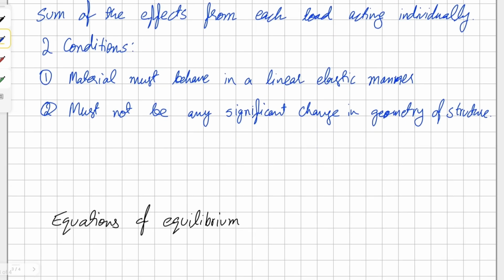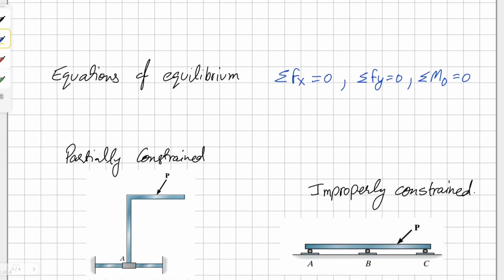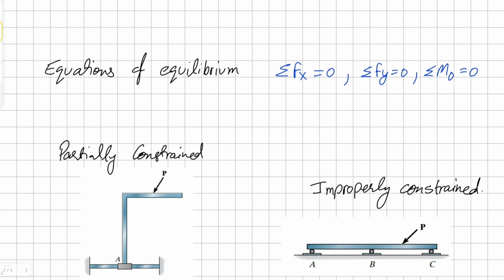To solve for internal displacement, we use the equations of equilibrium, where the sum of forces in the x direction is equal to 0, the sum of forces in the y direction is equal to 0, and the sum of moments about a point is equal to 0. But before we apply these equations, we need to ensure that the structure is both statically determinate and stable. A structure is statically determinate if the number of unknown reactions is equal to the number of equations, or in other words, R = 3n.